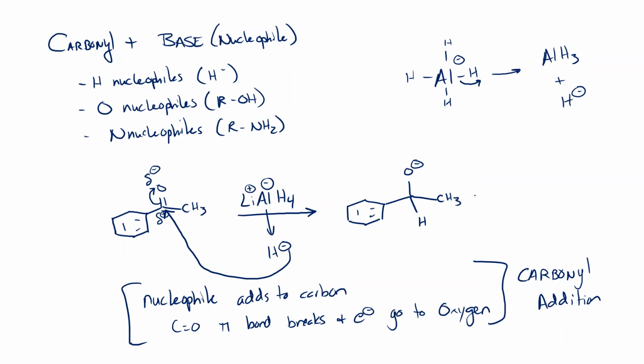All right, so then what would happen is you would quench this with water, or you would add in some weak acid. Usually we just use water. Add in H2O, that's going to add H plus to your negatively charged oxygen, and you're going to get an alcohol out. Okay. So lithium aluminum hydride is a source of H minus, and what it does is it converts ketones to secondary alcohols. Ketones to secondary alcohols.